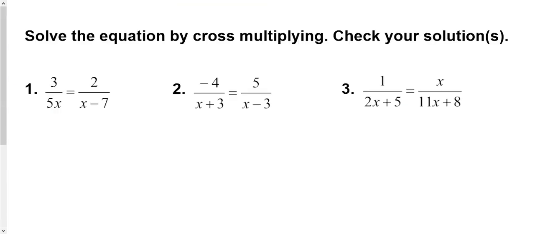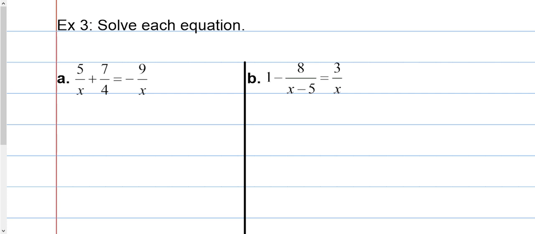Okay? Example 3. So right here, again, we're solving each equation.